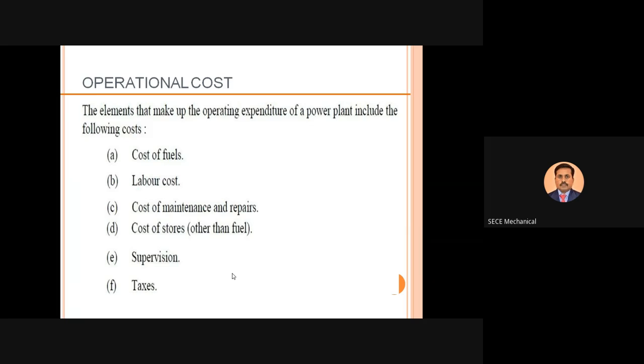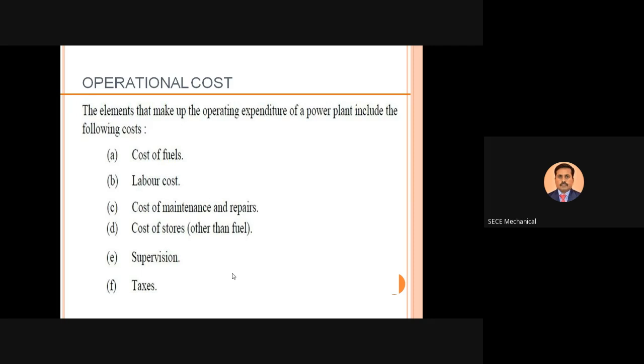And the next one is supervision. If you want to produce power, human resources are required, that means labor cost, which we discussed earlier. If you want to supervise the labor, top managers and middle managers are required. So they also play a role in the cost. That is another cost, the supervision cost.